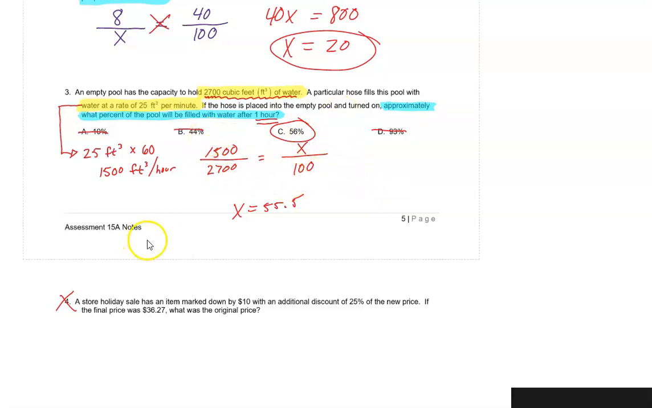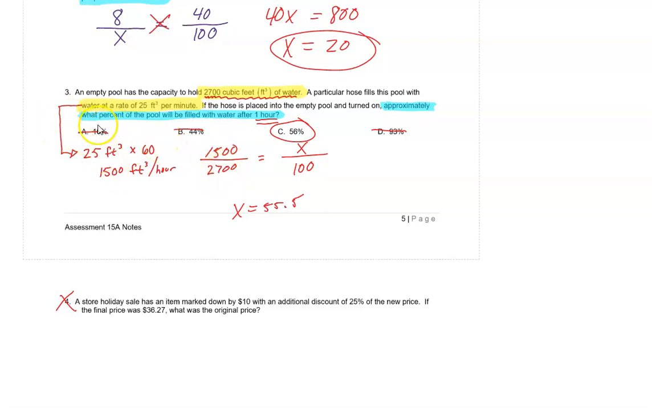When I cross multiply, I get 55.5 as my answer. So if I had to approximately pick, I would be picking 56%. And this is one of those questions where you could probably figure that out just by looking at this ratio right here. 1,500 is more than half. 1,500 times 2 is 3,000. So 1,500 is more than half of 2,700.